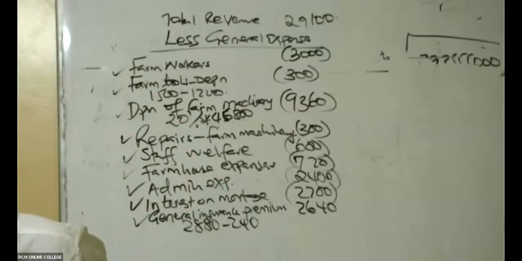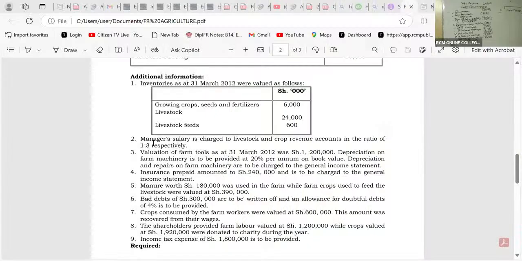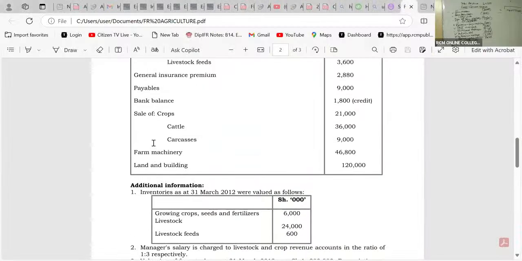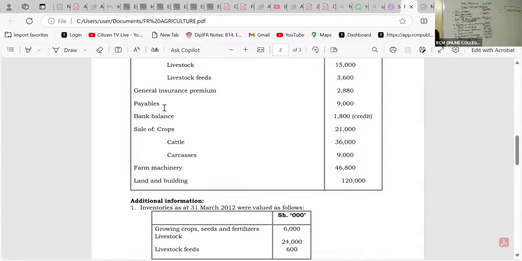We're almost finishing. I've been able to see payables. Payables cannot come to the income statement. Payables will go, just like the bank balance, to the balance sheet, or statement of financial position. Sales we already have, farm machinery we have, then we have land and buildings. You know that these ones will go to the balance sheet.